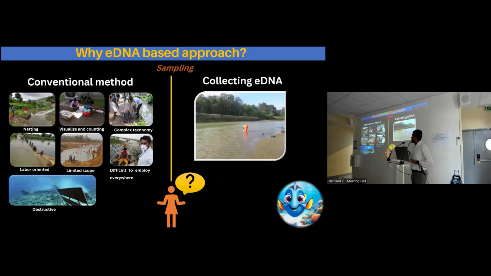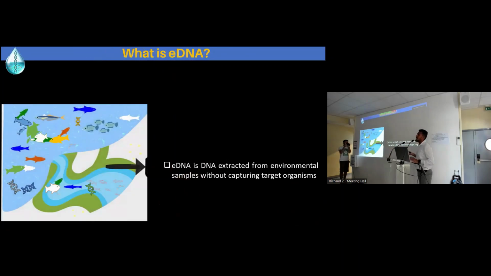What would that be? This is eDNA, environmental DNA. Just take a cup of water from rivers, oceans, or reservoirs, and we can get a wealth of ecological information that would help to conserve these fisheries. So what is eDNA, and how do we analyze it? eDNA is DNA extracted from an environmental sample without capturing the target organisms or even seeing them.